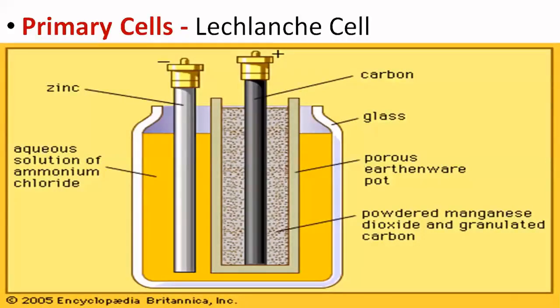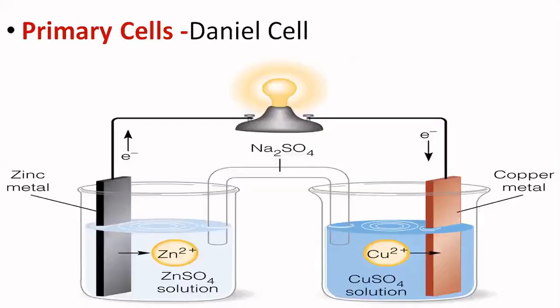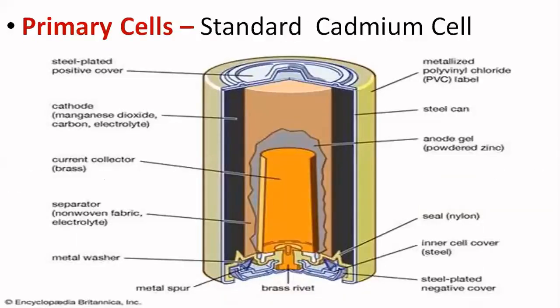Leclanche cell is an example of primary cell. Here are the various parts and the various electrolytes named. And Daniel cell is also another primary cell. Here how the Daniel cell works and how it helps to glow a bulb is given. And the third one, standard Cadmium cell. Its various parts and its entire diagram is given.